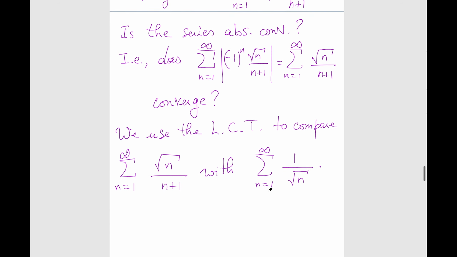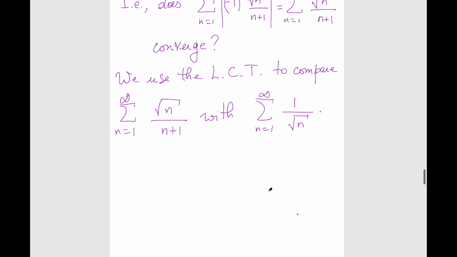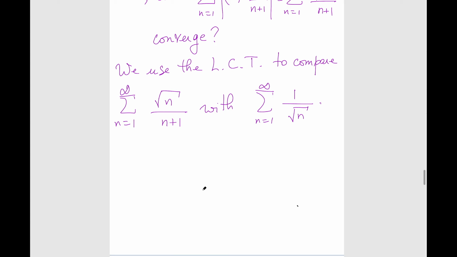Okay, remember what that test says? Certainly both of the series have to be positive terms, and if you take the limit of the ratio of the terms as n goes to infinity, and you get a number that's finite and positive, then the two series are going to have the same nature. Okay, they're going to have the same nature. So let's take a look.